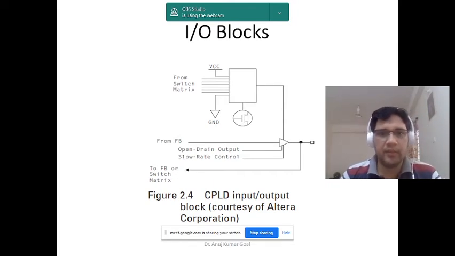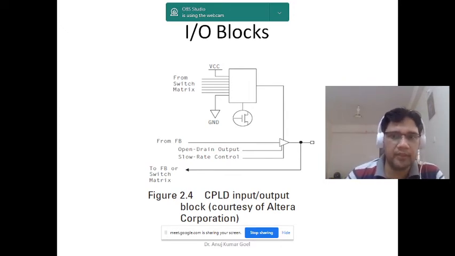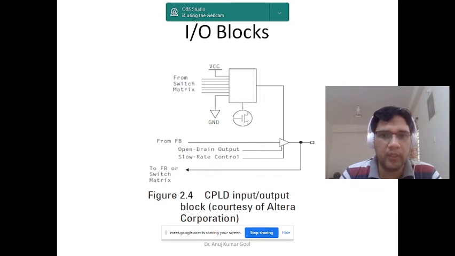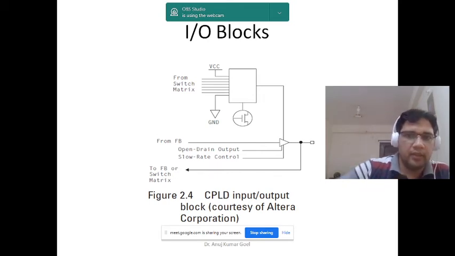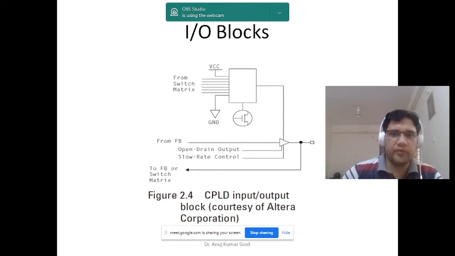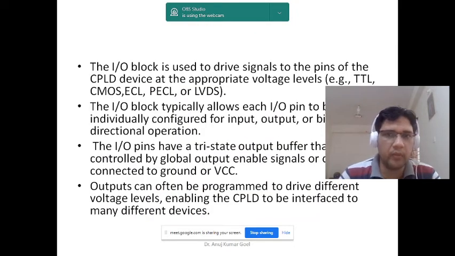So it is the second part, the input output block. The first part that we discussed is the function block, where the main function is implemented. Then we have the input output block. As you know, these are used to get the inputs and provide the output. This is the basic circuit diagram of the input output block. The block either gets signal from the switch matrix, or is connected to VCC or ground. The input output block is used to drive signals to the pins of the CPLD device at the appropriate voltage level.